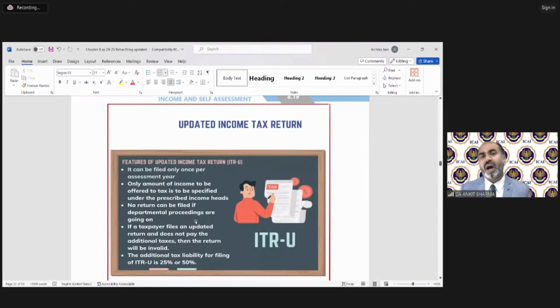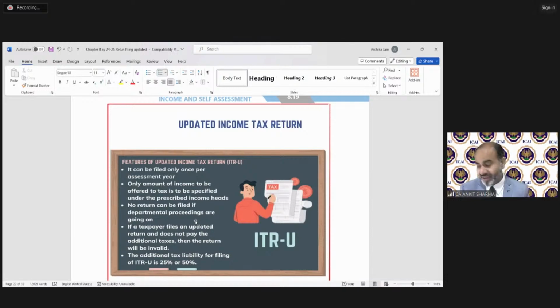Next is the updated income tax return. So if you are not able to file your income tax return up to the last date, and that is generally 31st of December, if the assessment has not been done. Earlier you would not be able to file your return after the last date, but the department has introduced a new concept of updated return, called ITRU, which can be filed if somebody has not filed their return up to the last date of filing.